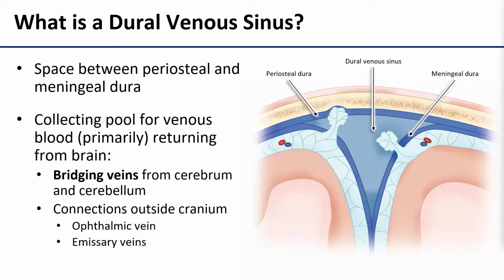They also receive blood from a few sources outside the cranium. These would be the ophthalmic veins that drain the eye and the orbit. We have a couple of what are called emissary veins that drain the scalp and then travel through the cranial bones to empty into the dural venous sinuses. So what was an empty space now becomes full of venous blood.